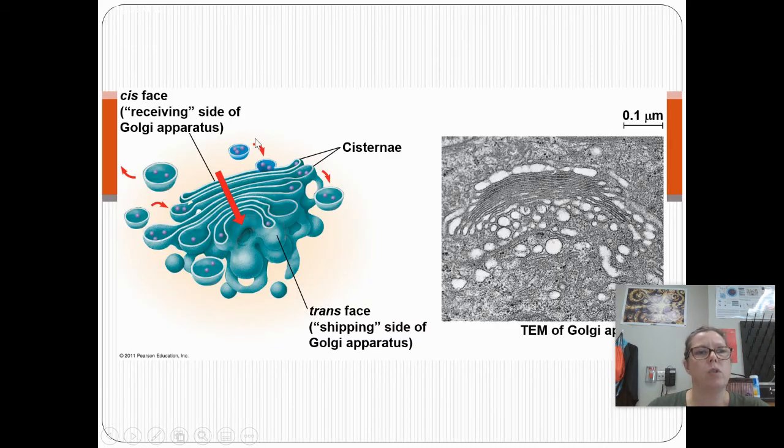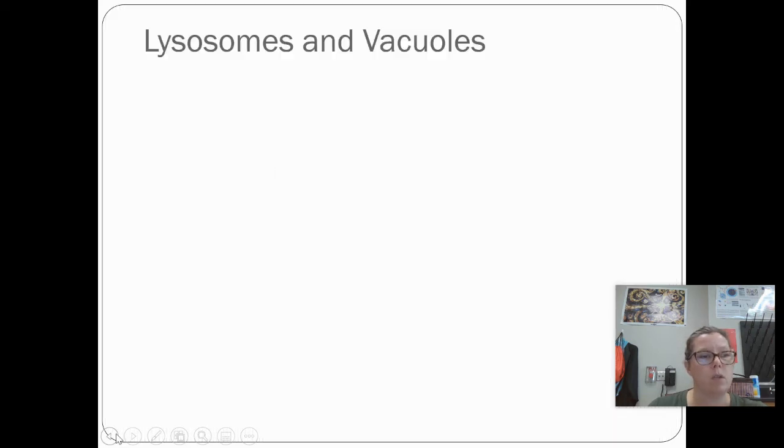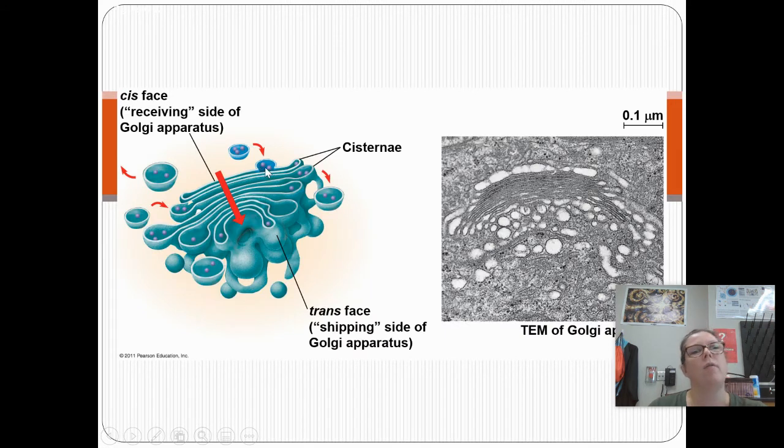Okay, and that's what you're seeing here. Any membrane-bound organelle can actually pinch off a little vesicle, and this is a vesicle that's coming from the ER. And notice the Golgi is a series of flattened membrane discs, basically membrane sacs, called cisternae. Its receiving side is called the cis face. And so these little vesicles will come in, they'll fuse to the surface of the cisternae, and then the contents of this vesicle empty into the Golgi where they're modified.